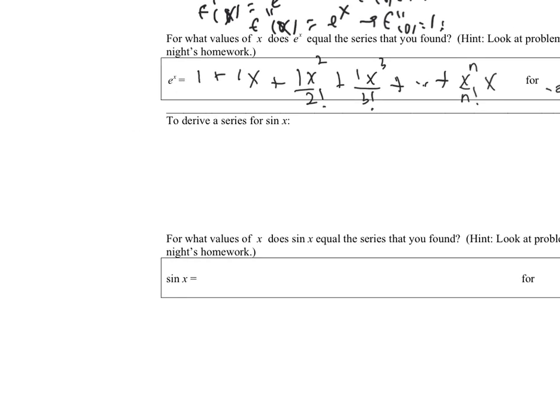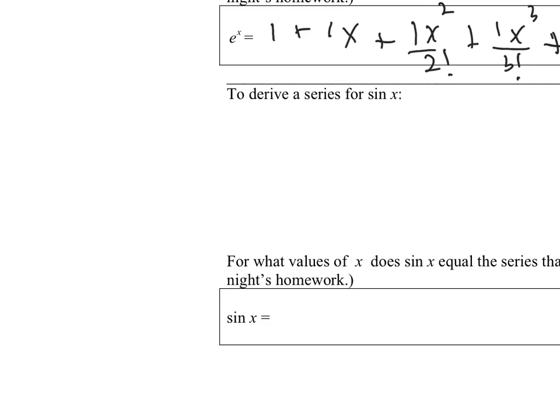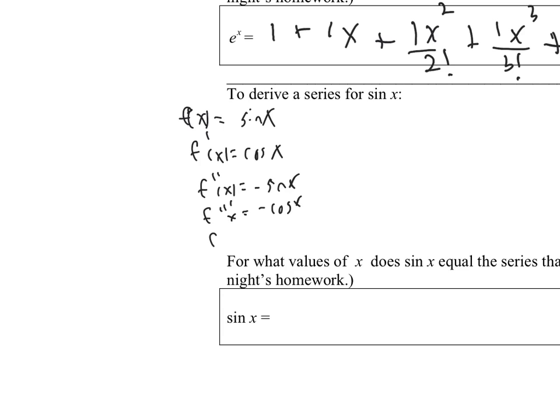Now, sine of x. Let me start over here. Sine of x. F of x is sine of x. F prime of x is cosine of x. F double prime of x is negative sine of x. F triple prime of x is negative cosine x. F, the fourth one, starts all over again to sine of x.